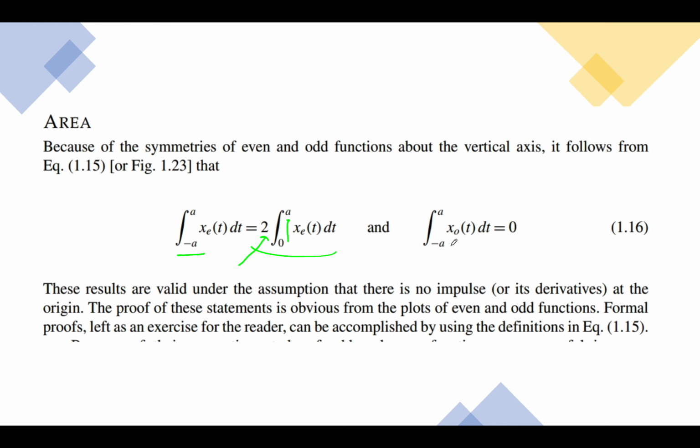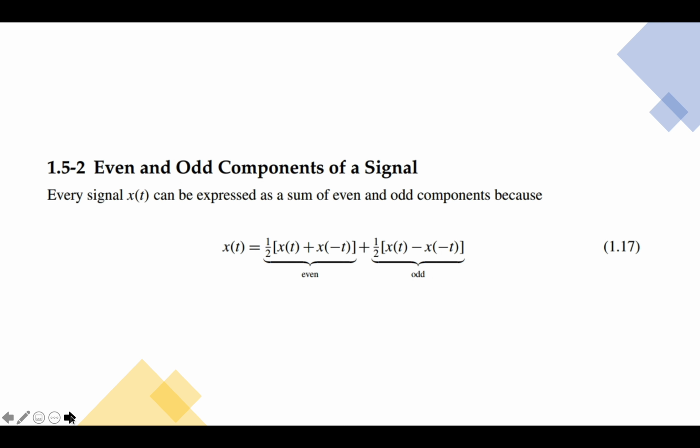For an odd function, if you integrate from minus a to a, you will end up getting 0, because the left-hand side of the axis will be the negative of the right-hand side of the axis, and they'll be mirrored and flipped. So you will not get a result there.